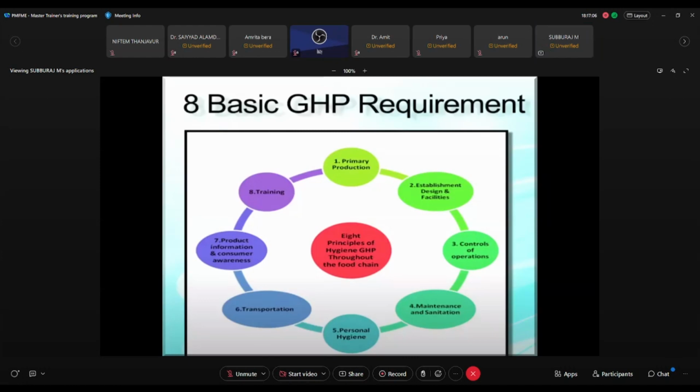Then control of operation is a very, very important thing. It should be very perfectly controlled. All the hygienic requirements should be satisfied. Then we will go for maintenance and sanitation. This is also very, very important: hygiene, maintenance and sanitation.